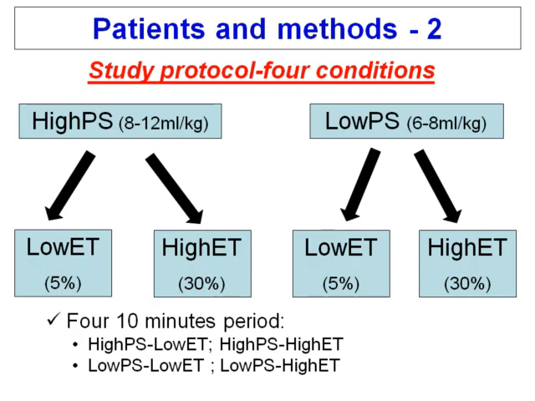So the study protocol has 4 conditions. The first condition is a high pressure support to obtain 8 to 12 milliliters per kilogram. And in this high pressure support condition, we put 2 settings of the expiratory trigger: 5% is the low expiratory trigger and 30% is the high expiratory trigger. We do the same thing with the low pressure support to obtain 6 to 8 milliliters per kilogram of tidal volume, and we set low expiratory trigger and high expiratory trigger. So we have 4 10-minute periods which were analyzed.